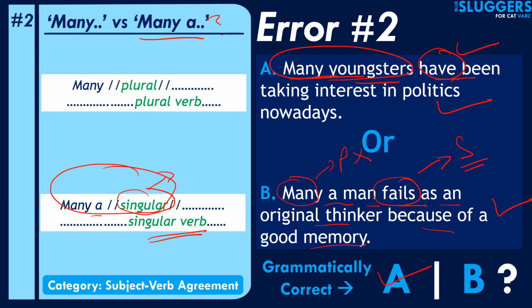In the last session, both of the sentences were incorrect. In this one, both of them are correct. So don't go assuming that only one of the sentences given to you will always be correct or incorrect. The category again here is subject-verb agreement, and that's the error.